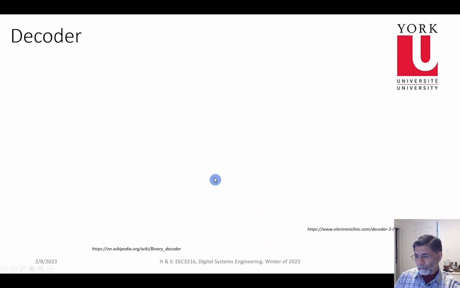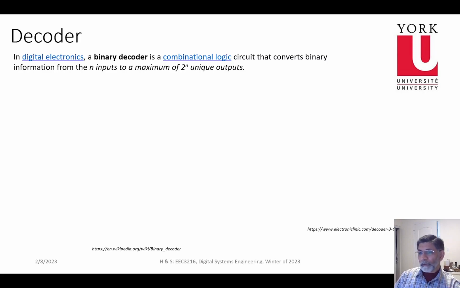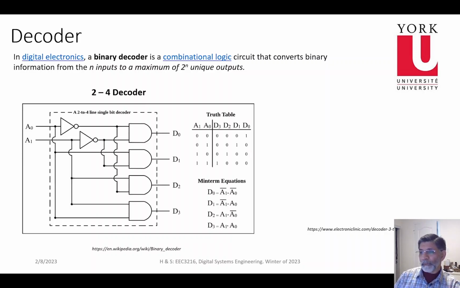The other component we discussed, which we saw in a few different versions, was the decoder. So in digital electronics, what's a decoder? A decoder is a combinational logic circuit that converts binary information from n inputs to a maximum of 2 raised to the power n unique outputs. This definition has been taken from Wikipedia, the reference is there, and the diagram has also been taken from there. You can see a diagram of a 2 to 4 decoder.